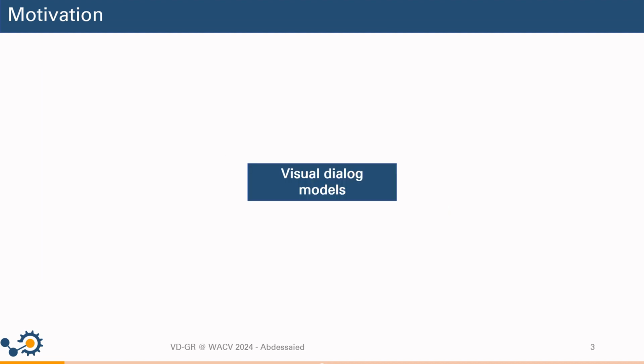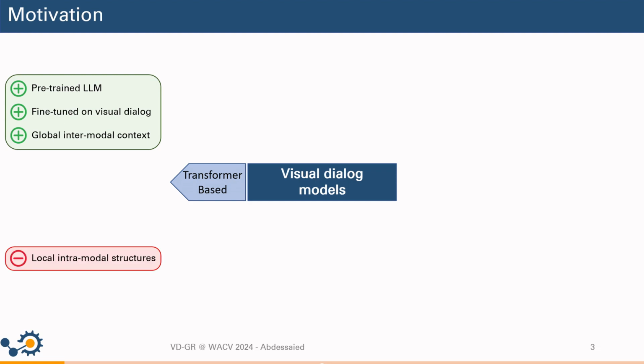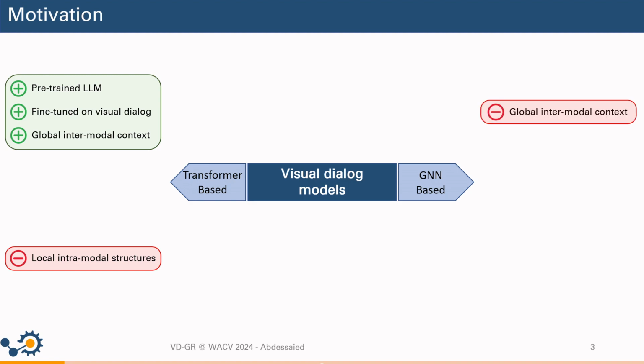Previous works mainly focused on two classes of models. Some leverage transformer-based models since they can benefit from pre-training on similar tasks and directly fine-tune them on visual dialogue. Although transformers are efficient in learning the global inter-modal context, they generally fail at learning the fine-grained local intra-modal features. The other class focuses on GNN-based models. Although GNNs lack the ability to learn global inter-modal context like transformers, they excel at learning local fine-grained features.